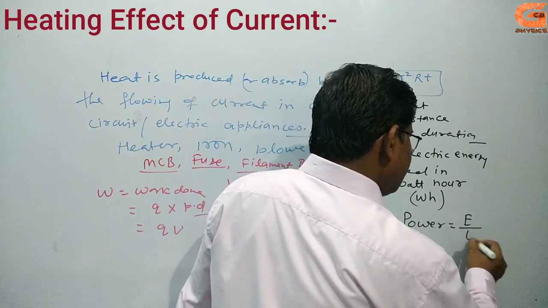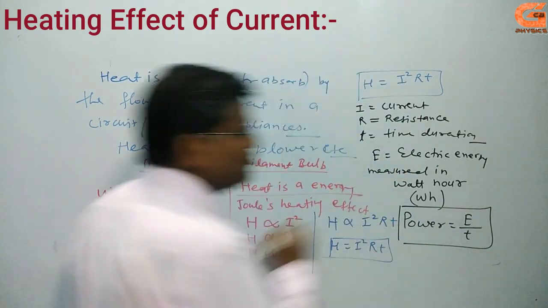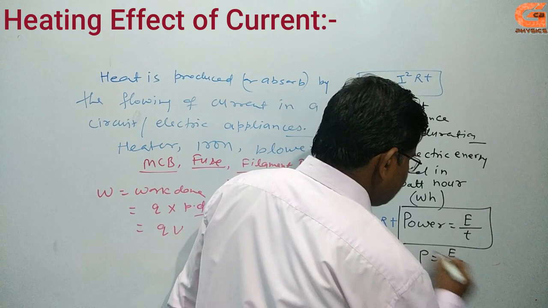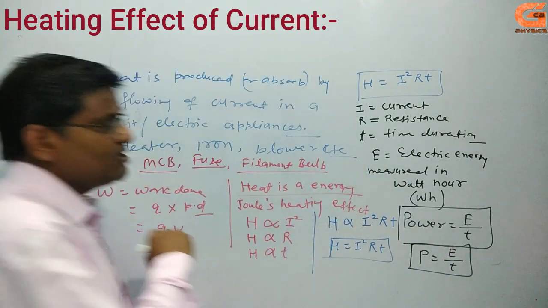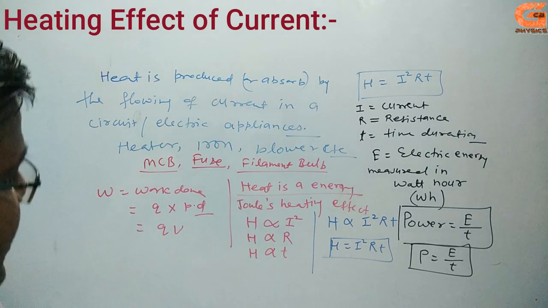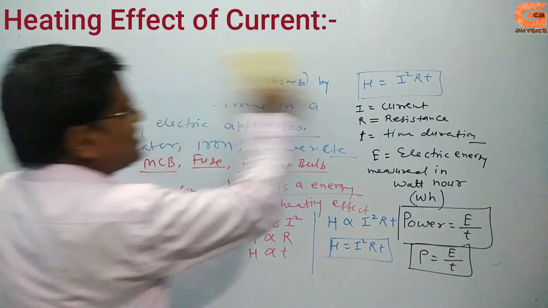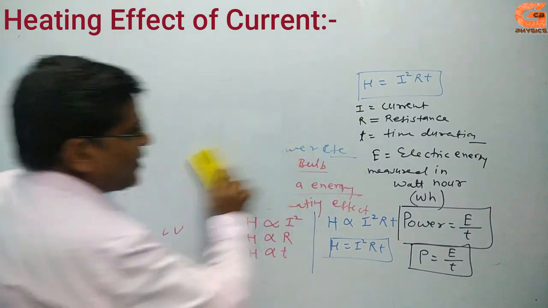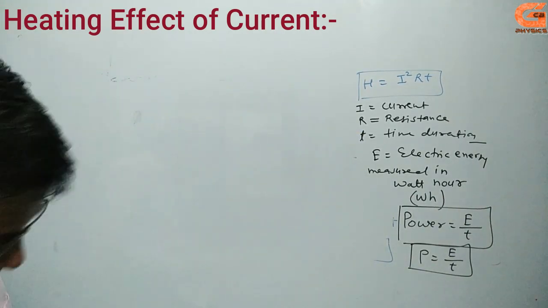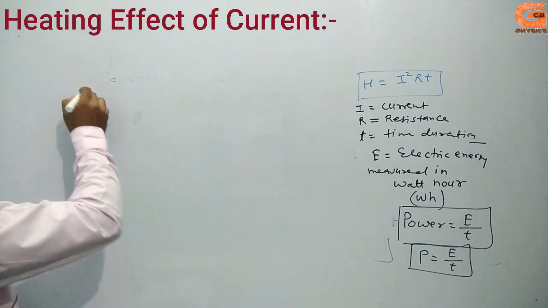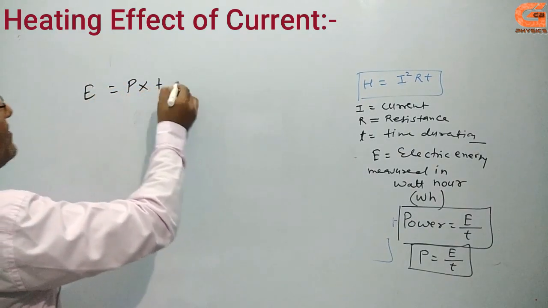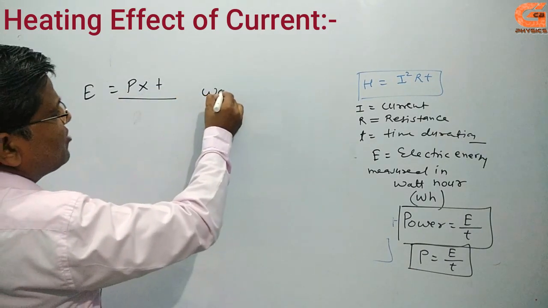Actually, power is the rate of energy consumed or produced by an electronic appliance, and electric energy is equal to power into time. Energy equal to power into time, and that's why the unit becomes watt hour.